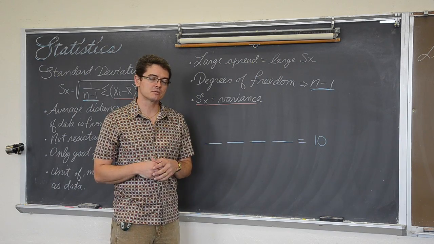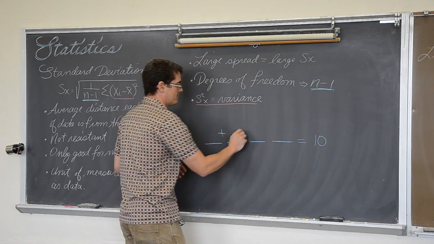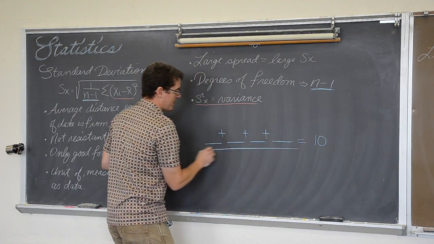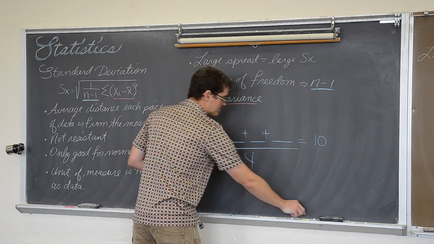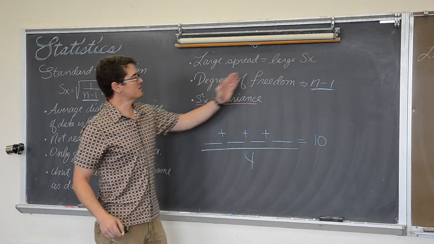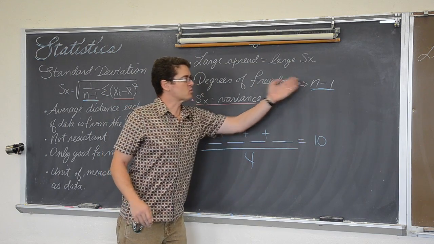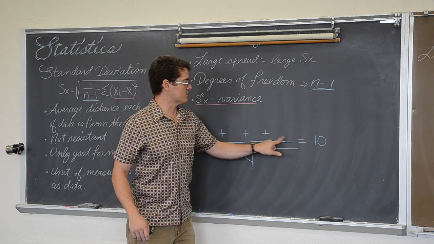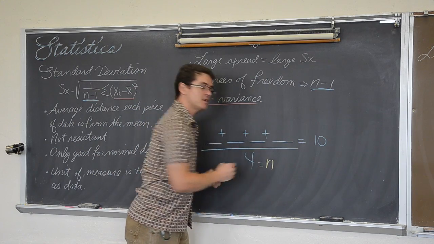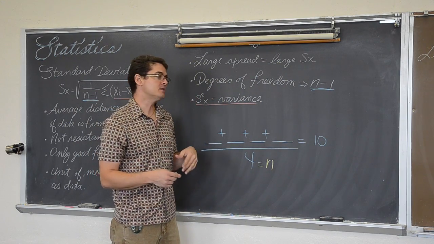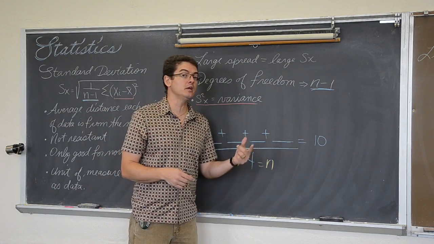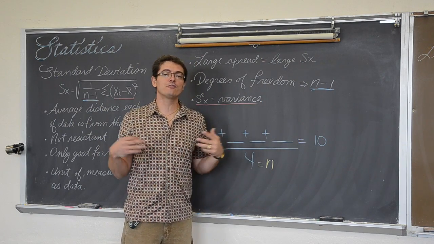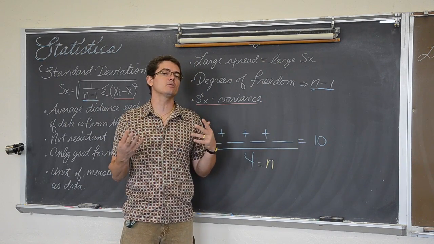What are those 4 numbers? I know I'm going to add them up, and I'm going to divide by 4, but what numbers do I have? Well, degrees of freedom is n minus 1. If I say we have 4 numbers, then n is equal to 4. And n minus 1, 3 of those numbers are allowed to vary freely. They're allowed to be completely random.